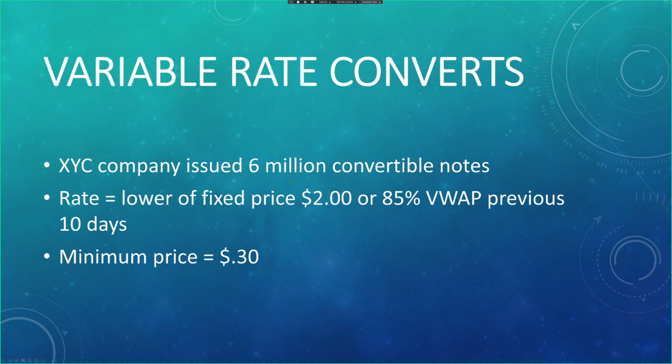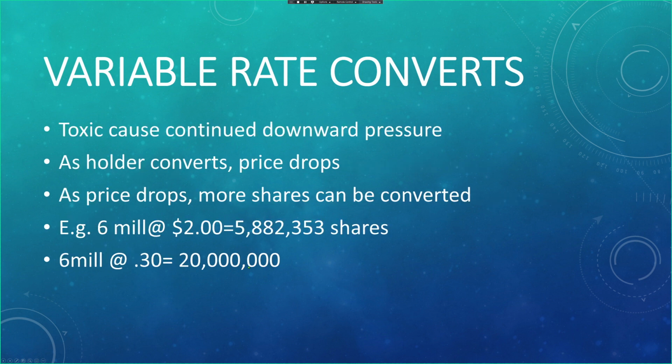So XYC company issued 6 million convertible notes. Rate equals the lower of the fixed price, $2, or 85% of VWAP of the previous 10 days. So this is language that you're going to see. So the lower of a fixed price, right? So whichever one's lower. Do you see who this helps? This helps the investor. So if it's $2, but well, let's look at the past 10 days. Maybe it's 30 cents, right? So here's the minimum price, 30 cents. Now look, watch what happens.